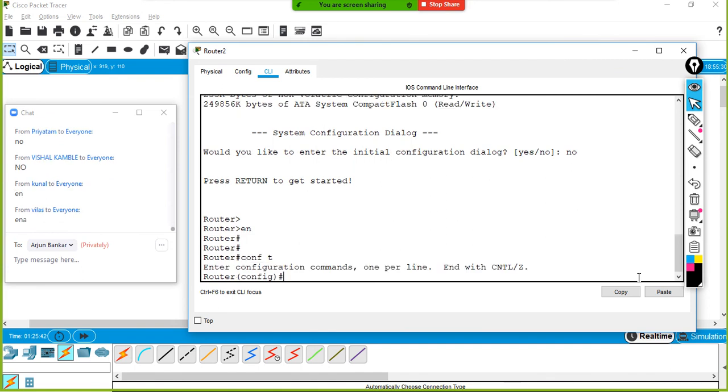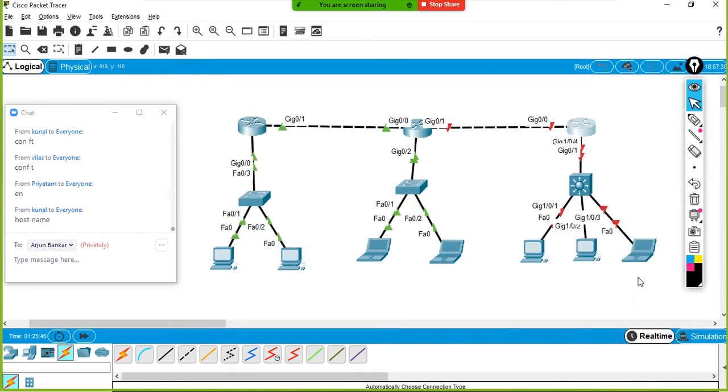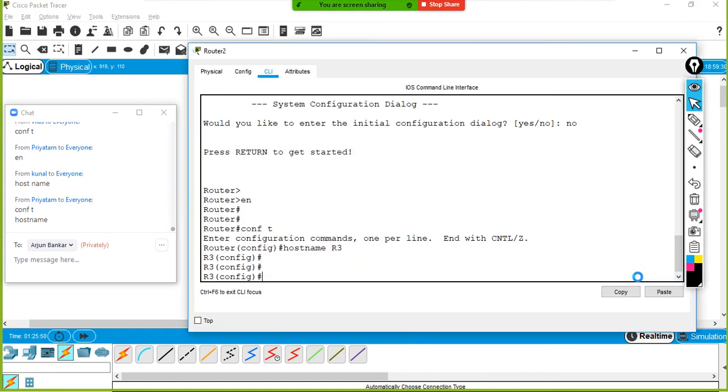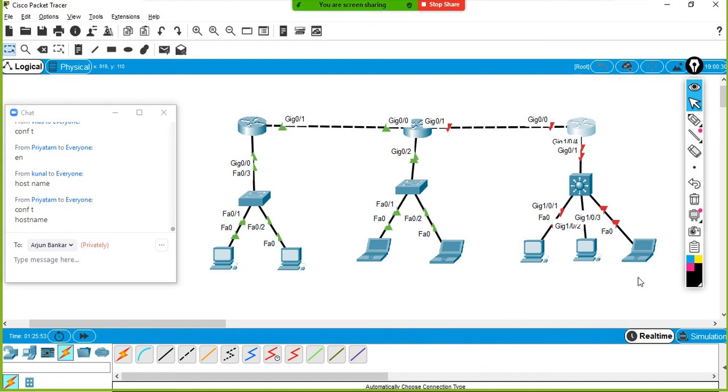Enable, conf t, hostname Router3. Then after that, there is GigabitEthernet 0/1, which is okay. The hostname I already changed, Preetham. I am going to configure the gigabit Ethernet.